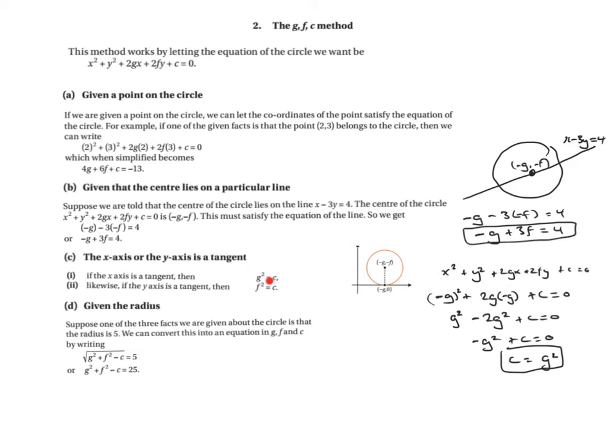Now, if I do it the other way around, working from the other axis, instead of c being equal to g squared, c will be equal to f squared. It's exactly the same sort of idea, apart from I put 0 in for x and minus f in for the y. It's the same thing.